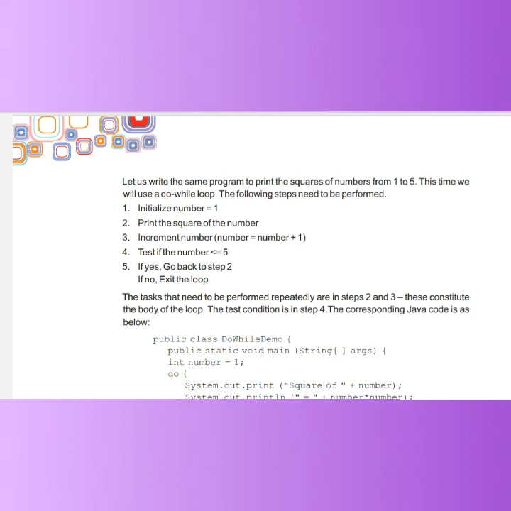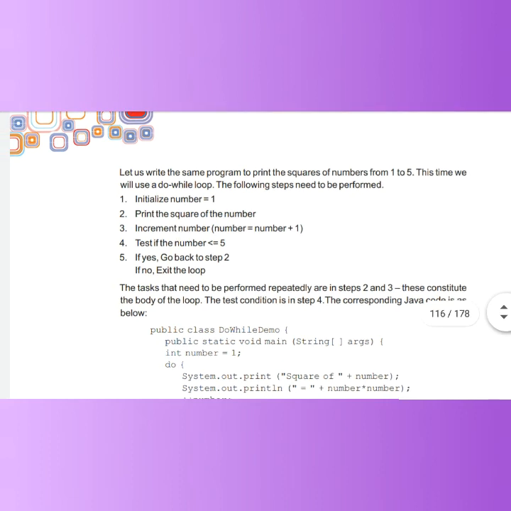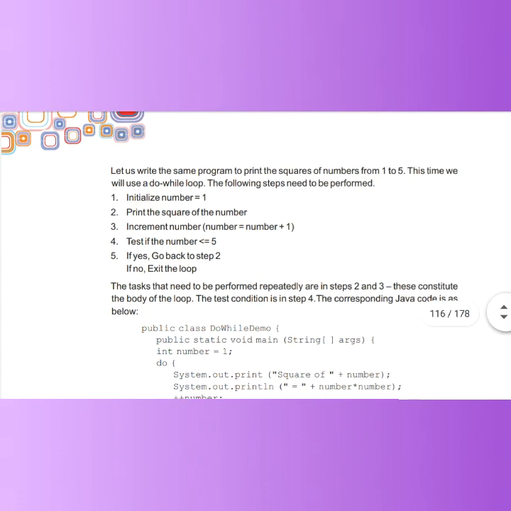After that we print the square of the number, like 1 into 1, the square of 1 is 1. Okay, and after that the number gets incremented, 1 plus 1 is 2, so the number becomes 2, and after that the condition is checked: 2 is less than or equal to 5, true or false. If it is true, we come back to the second step, that is, print the square of the number, and if it is not true, then exit the loop.